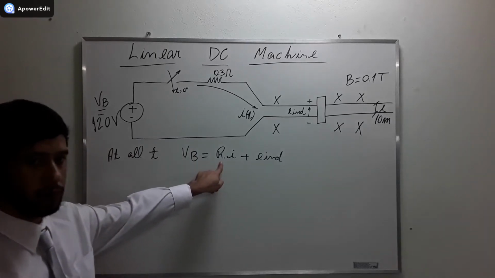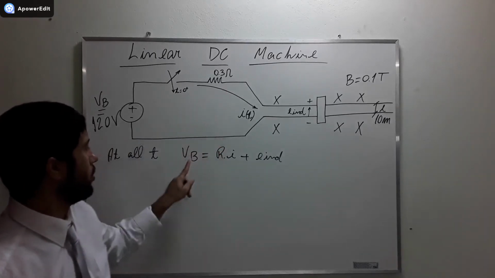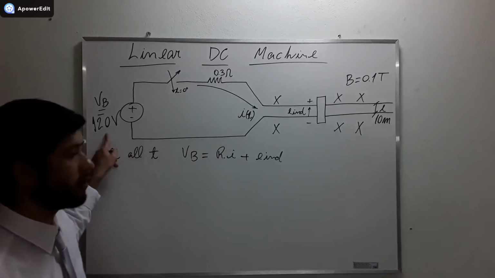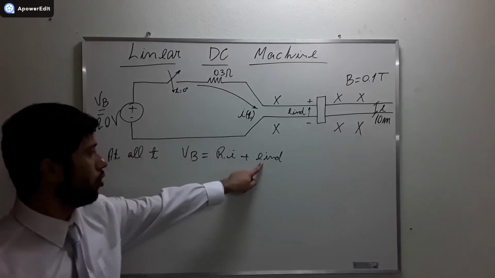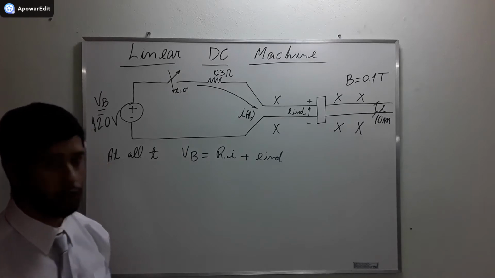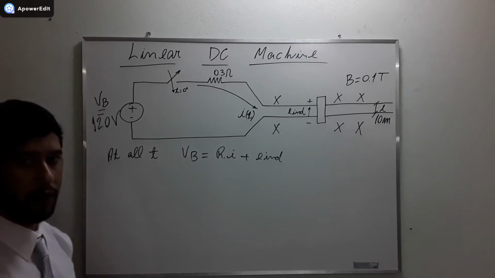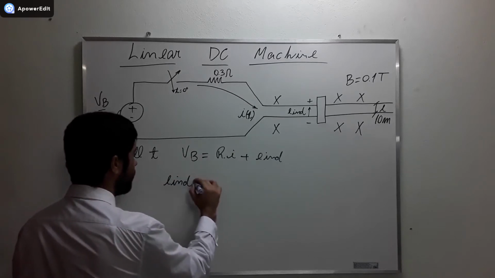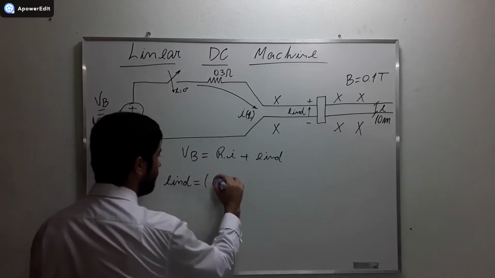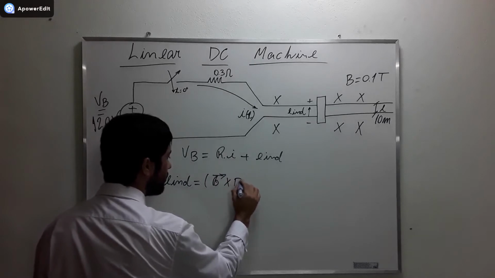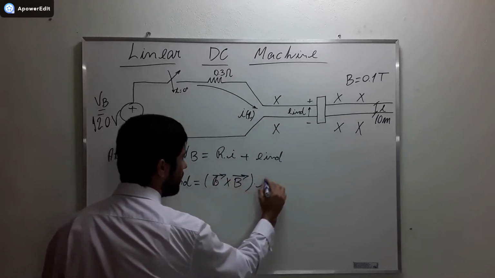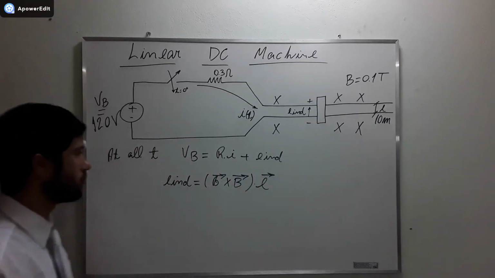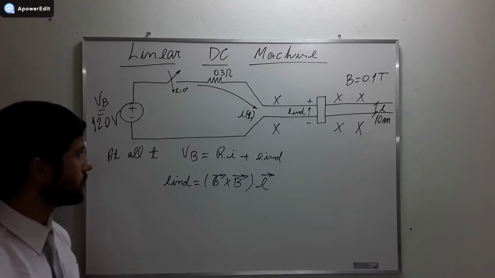We know the resistance, we know the voltage of the battery, 120 volts. We need to know the induced voltage. How do we know that? The law of induction says e_ind is equal to v cross B dot L. Do you guys get it?